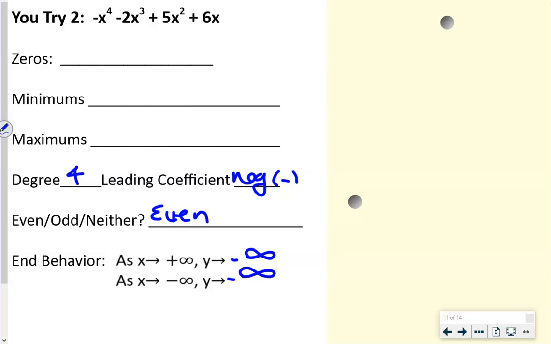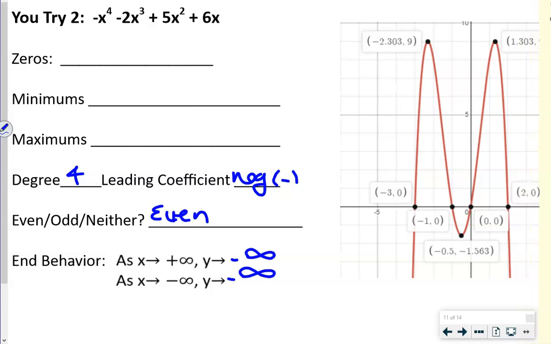How do I know that? Because it's even and it's a negative leading coefficient. So this graph is going to start down and end down, okay? Now let's see what this graph looks like. This time we've got our zeros again. We've got a negative 3 right here, a negative 1, a 0, and a 2.